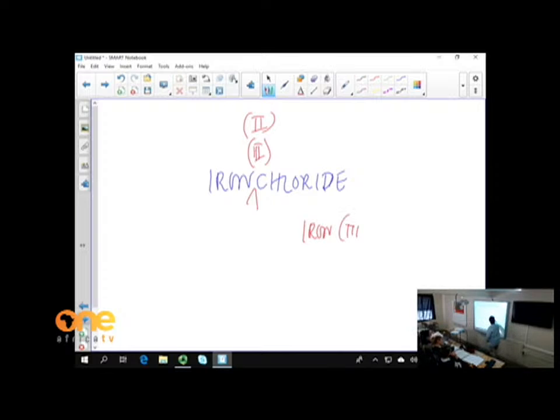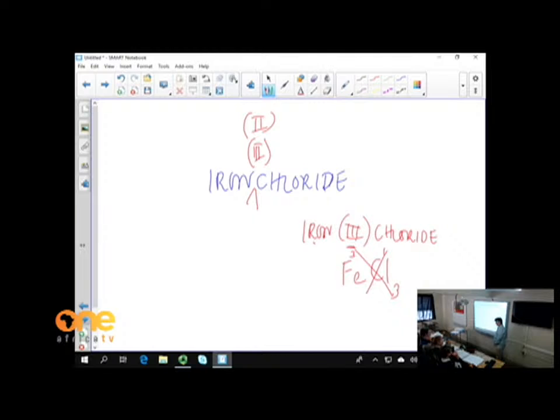Iron(III) chloride. Yeah, because this 3 refers to the iron. It's got 3 bonding places. So I have iron and I have chlorine. This iron has 3 bonding places. Chlorine only has 1. So I have 1 of the iron, but 3 of the chlorine.